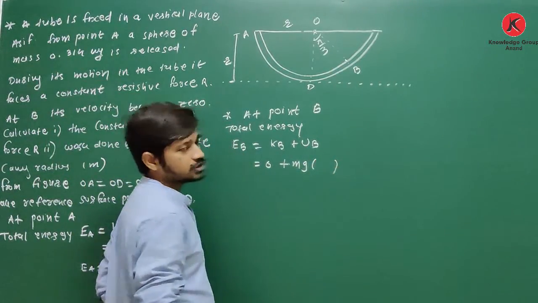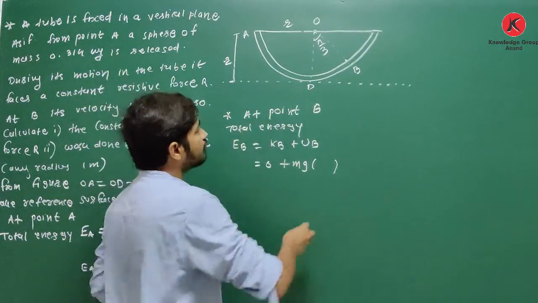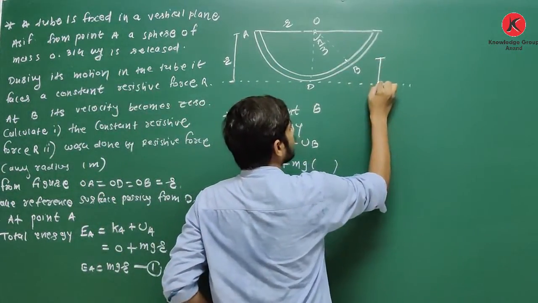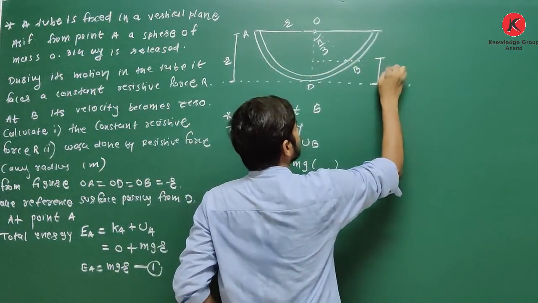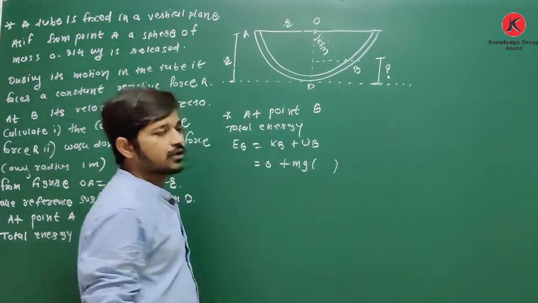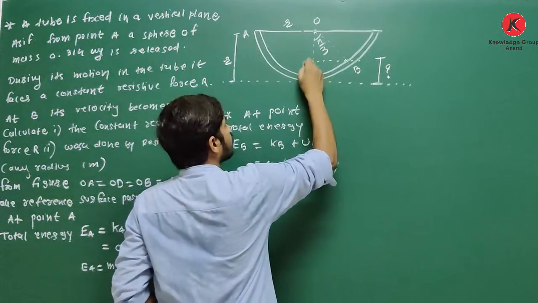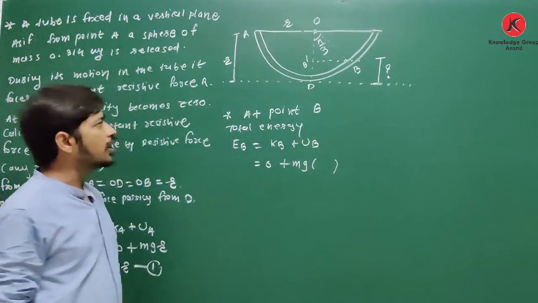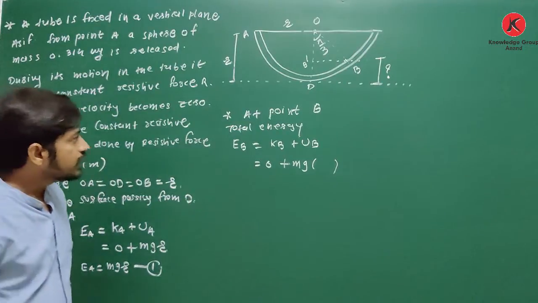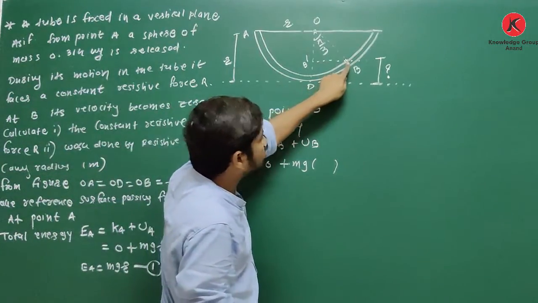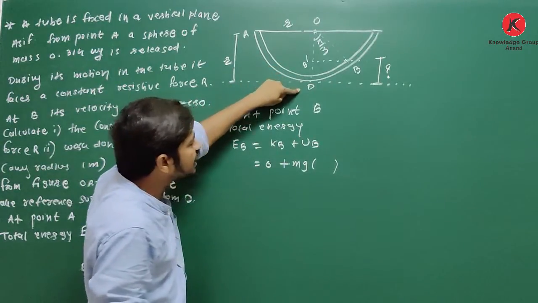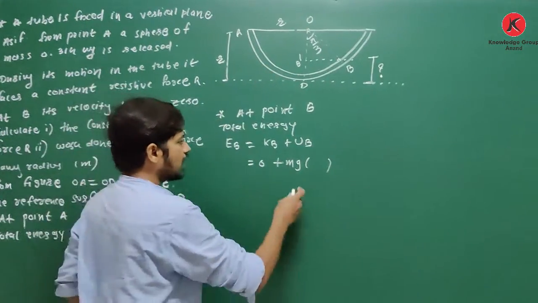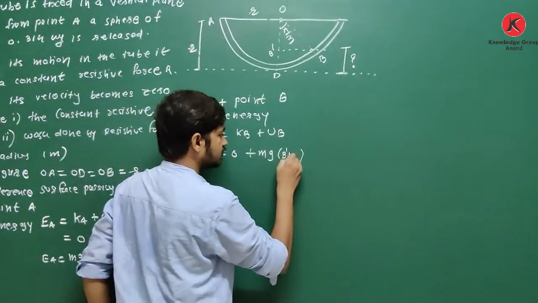But what about h? From this reference surface, B is at this height, so you have to find this height. For example, let it be point B dash. So this point B is at height B dash D from this reference surface. So here you have to write B dash D.